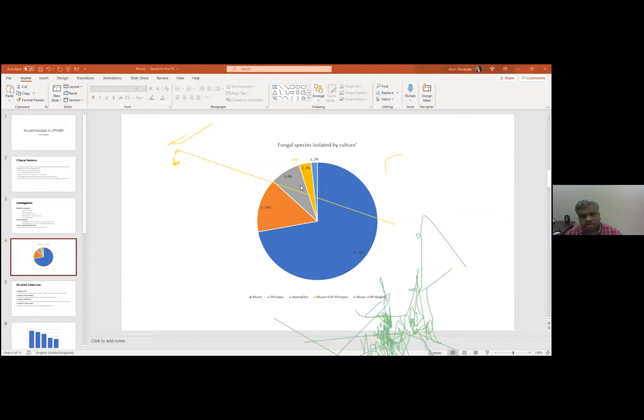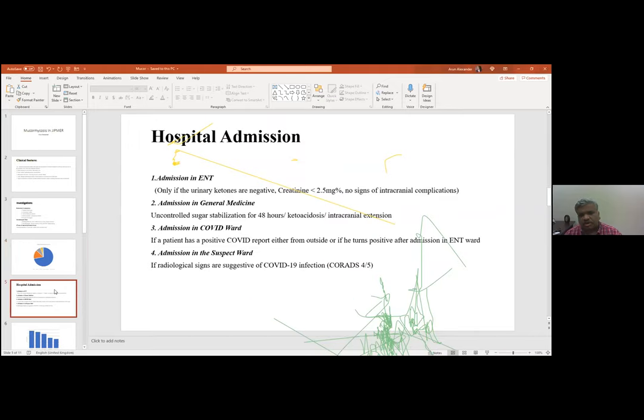Now, then we would admit patients. In JIPMER, most of the patients that we see were admitted under ENT. We were treating not just mucormycosis, we were also treating their diabetes and the renal failure. All that was actually treated with specialists helping us treat them, but primarily admitted under ENT.